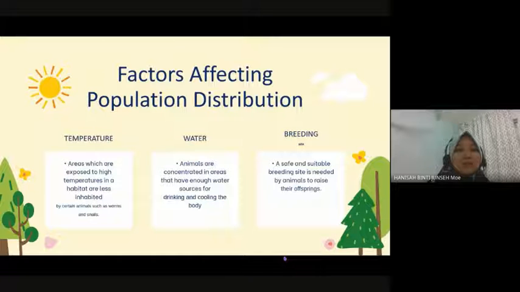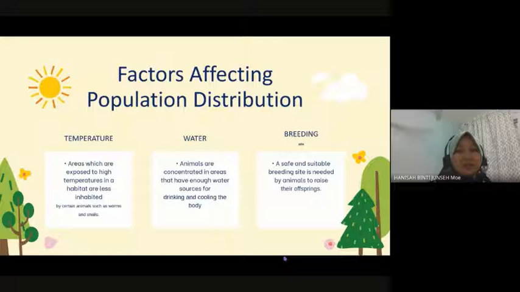So areas which are exposed to high temperature in a habitat are less inhabited. You can see that not many species are available in dry regions such as deserts. And even in the tundra at the poles, there are not many species unless they have their own adaptation. But compared to regions at the optimum temperature, we can find more species there.